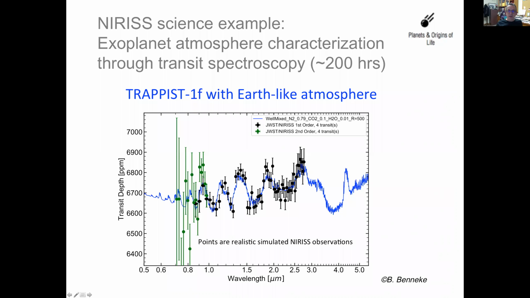And so all these wiggles that you see, the black are simulated data points, and the blue is the model. You can see that if we were to have this kind of situation, we would detect it. And that only takes about 4 transits, about 15 hours worth of observations. So this is one of our prime targets with our GTO program.